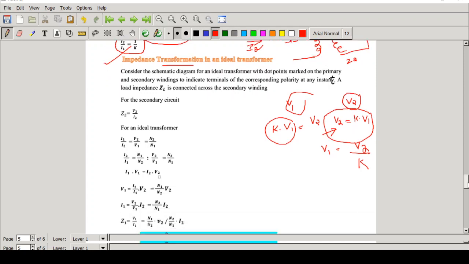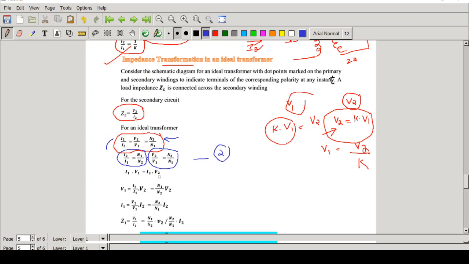In the case of the secondary circuit, the expression for impedance is Z2 is equal to voltage by current, V2 by I2. Now we are going to use this relation. First we will find I2 by I1 in terms of N1 and N2. This is the first expression: I2 by I1 is equal to N1 by N2. Again, I can write voltage in terms of the number of turns. That is, V2 by V1 is equal to N2 by N1. I take this as the second equation.